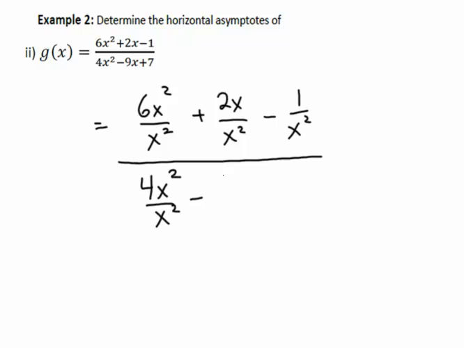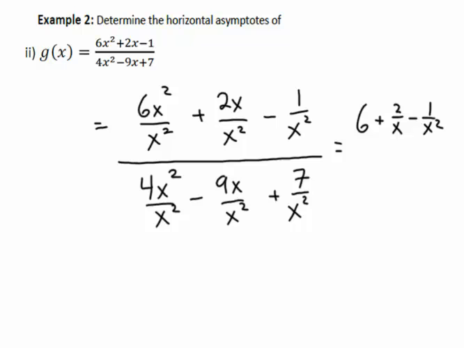And after you do a few of these, you're probably going to get much better at them and see a pattern just in the original polynomial. So there it is, dividing everything by x squared. So if we were to simplify this down, we would get 6 plus 2 over x minus 1 over x squared, all over 4 minus 9 over x plus 7 over x squared.